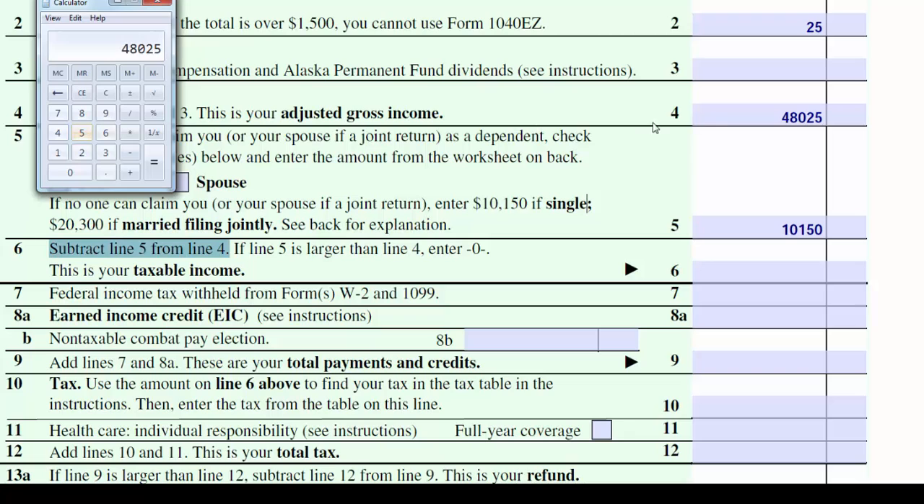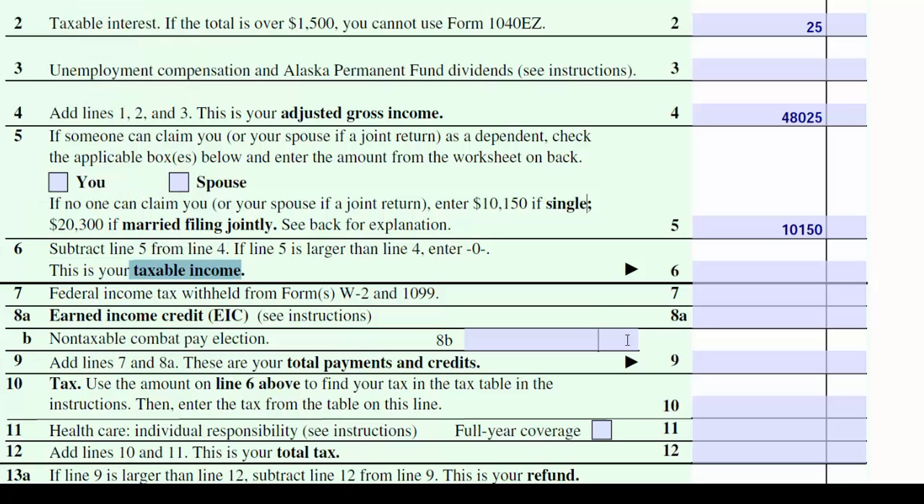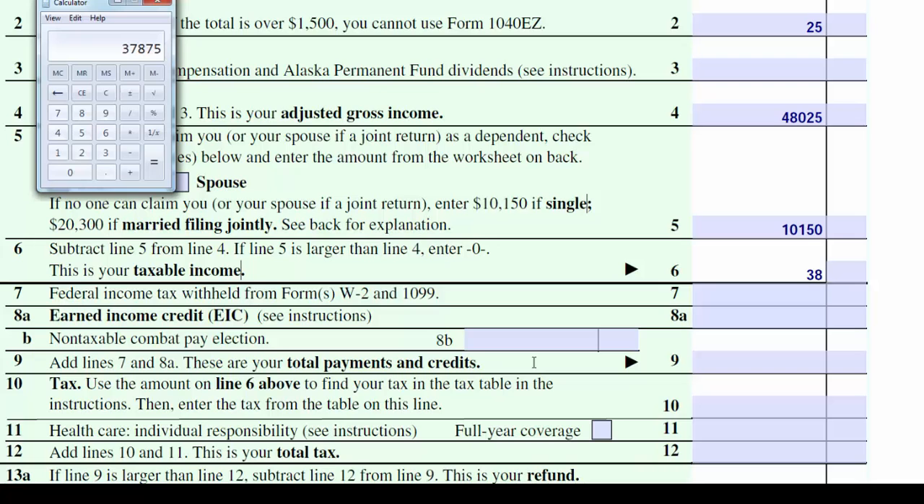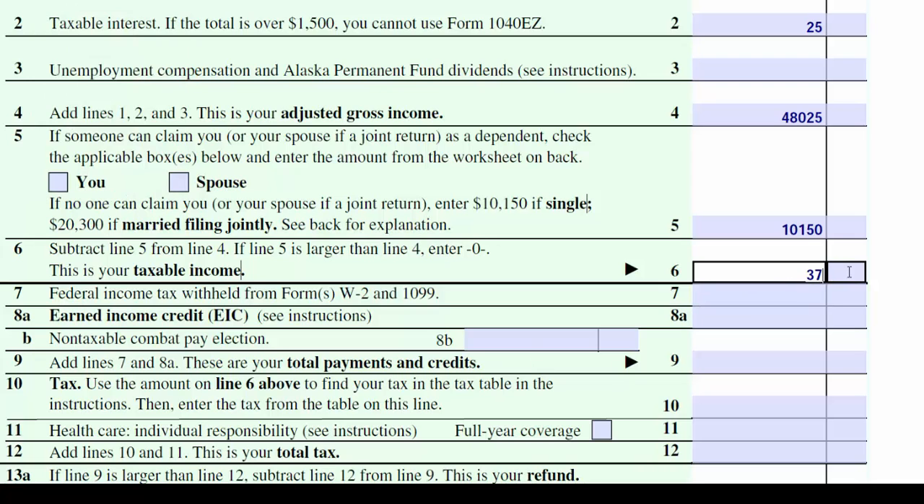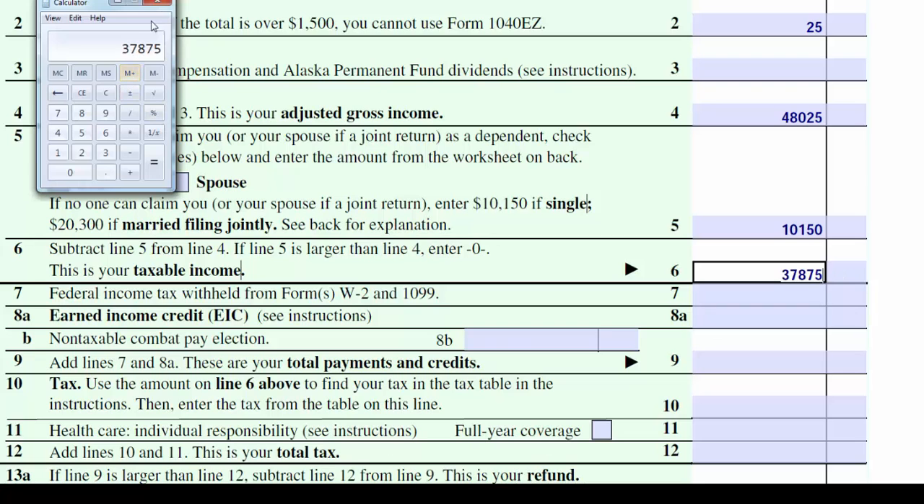$48,025. That's his adjusted gross income minus his standard deduction because he is a single person. Actually, it includes his standard deduction and his exemption. Our taxable income for Herbie is now $37,875. I accidentally closed it out, didn't I? Okay, I meant to leave that up there for you.